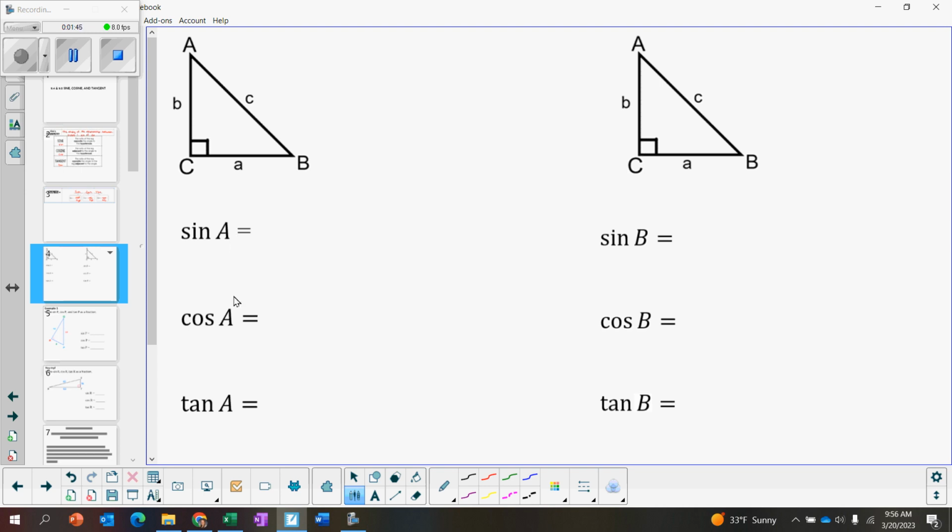So for these three, if I wanted to list out the sine, cosine, and tangent for angle A, I'm going to go ahead and circle angle A. I know that C is the hypotenuse. And then if I look across from angle A, this side is opposite, and the remaining side is adjacent. So I'm going to write SOHCAHTOA up here again. The sine is O over H, so it's going to be A over C. Cosine is A over H, so that's going to be B over C. And tangent is O over A, so it's going to be A over B.